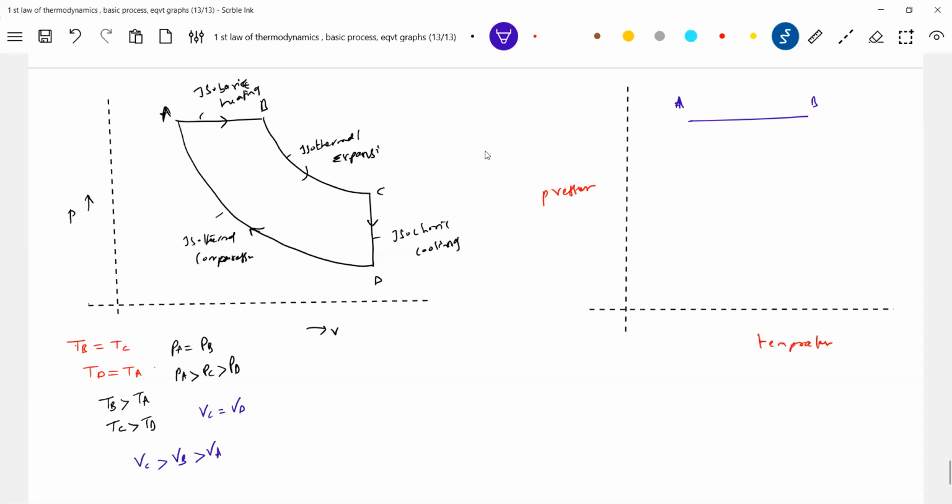Afterward, path BC, isothermal expansion. In isothermal expansion, temperature will be constant and pressure will decrease. So what should the curve be? The curve should be a straight vertical line. Okay, afterwards, CD, isochoric cooling. In a PT graph, what is the isochoric process? A straight line passing through the origin.